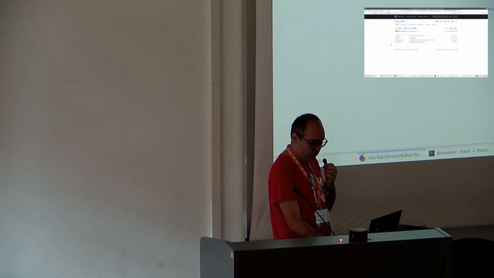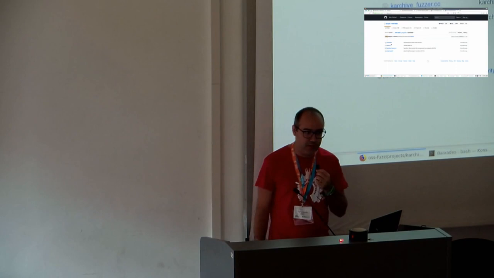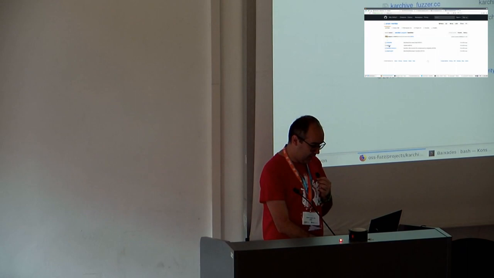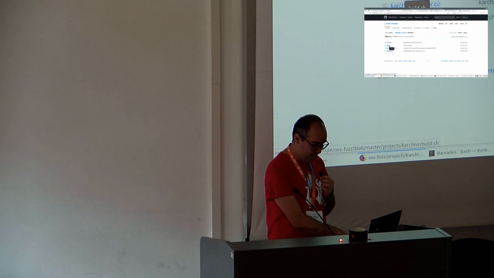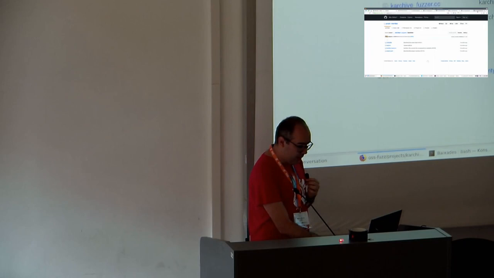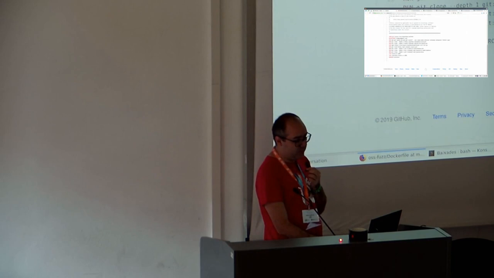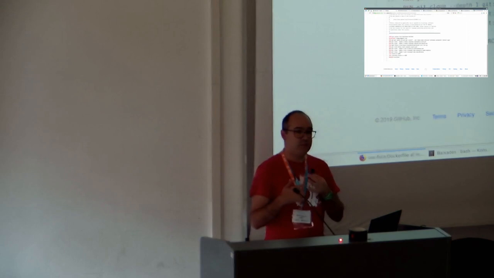Right. So this is what we have in the oss-fuzz GitHub for KArchive. It's very easy. Let me open the few files. First, the Dockerfile is relatively easy. We have to check out everything we need, right? So we get libzip, zlib, bzip, xz-utils, and then we get Qt, ECM, and KArchive itself, right? That's the things we need to be able to fuzz KArchive itself.